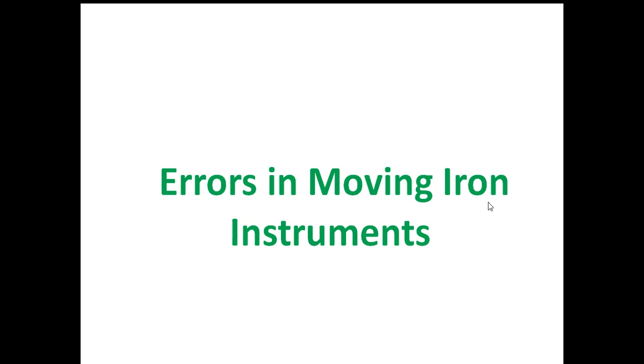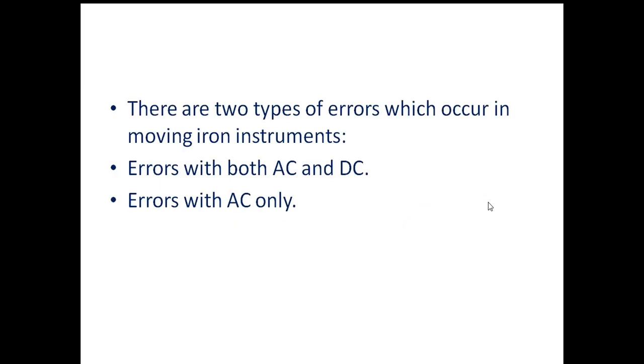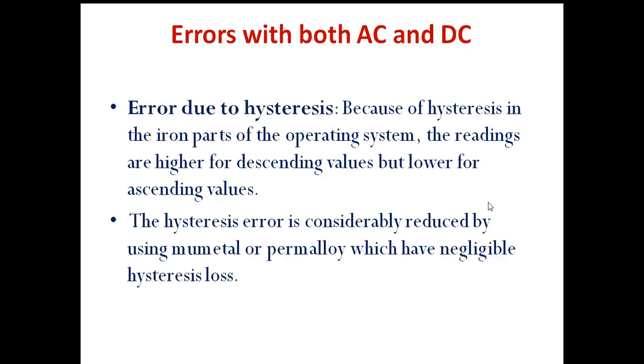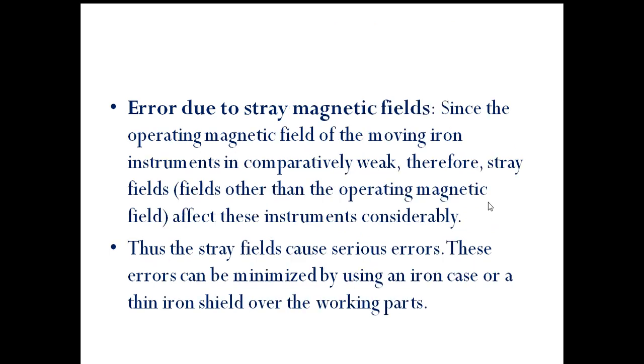Now we will see the different errors which may be present in this instrument. When this meter is used for both AC and DC, some errors will be present, and some errors will be present when it is used only on AC. In the first case, because it is made up of iron material, hysteresis loss will be present, and it can be reduced by using mu-metal or permalloy material, which has less hysteresis loss.